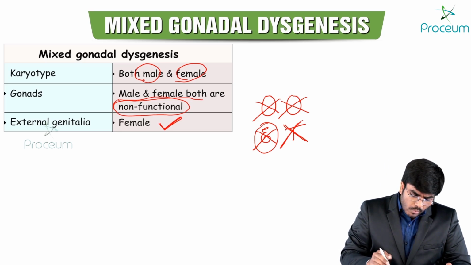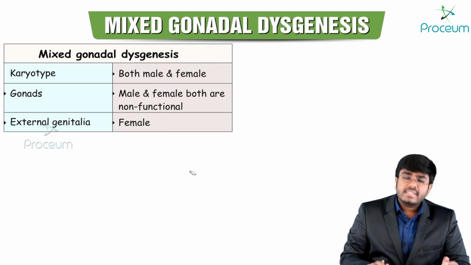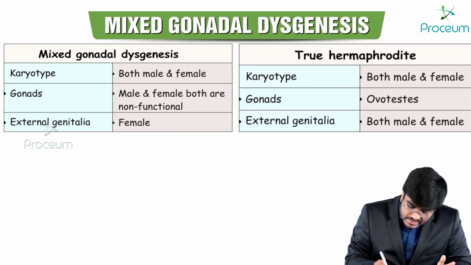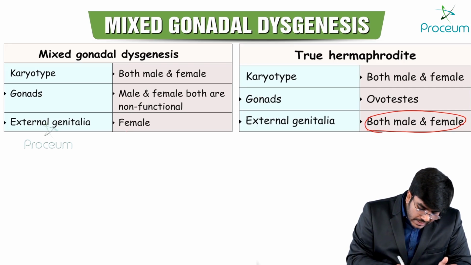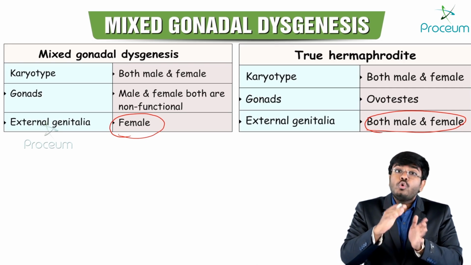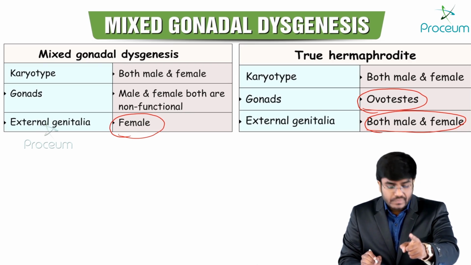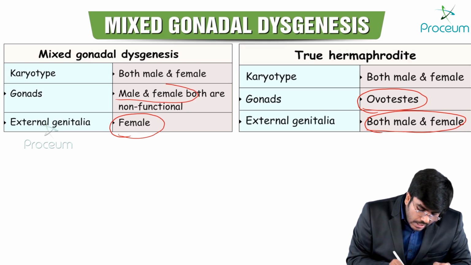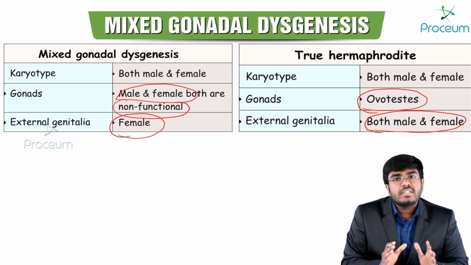Now most people think mixed gonadal dysgenesis and true hermaphroditism are one and the same. No, please concentrate. In true hermaphroditism, the external genitalia is a combination of both. But in mixed gonadal dysgenesis, the external genitalia is absolutely female. In true hermaphroditism, the gonads are ovotestis, which are functional. In mixed gonadal dysgenesis, both the male and female gonads are non-functional. So there is a lot of difference between these two conditions.